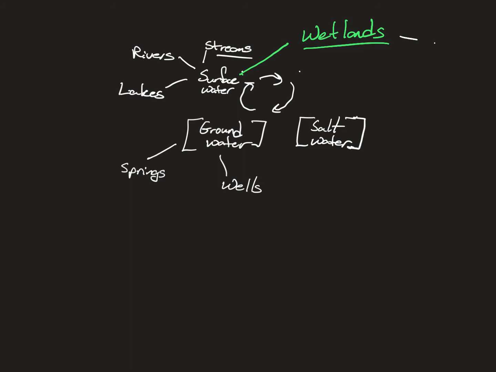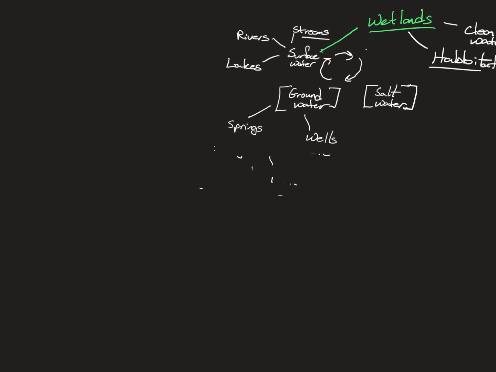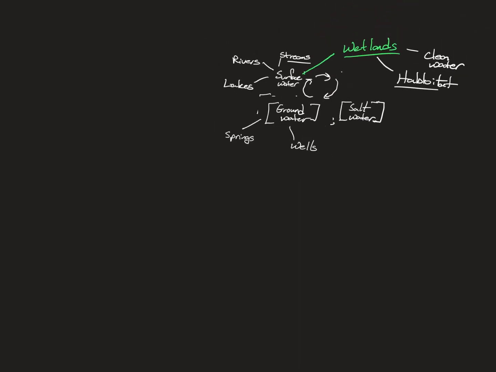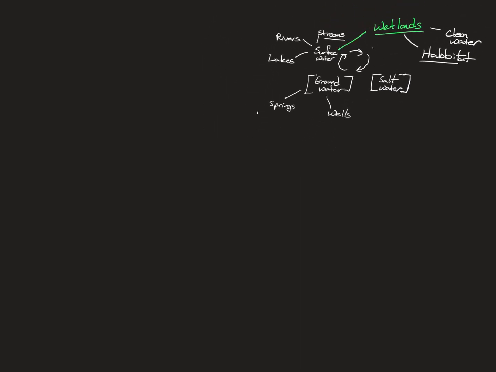Wetlands help clean the water, and wetlands also provide habitat, much needed habitat. All right, so when we're talking about the water cycle, then of course we have the whole evaporation and condensation and all this stuff that we talked about that you have in your packet that you did for work last week, and hopefully you get it.